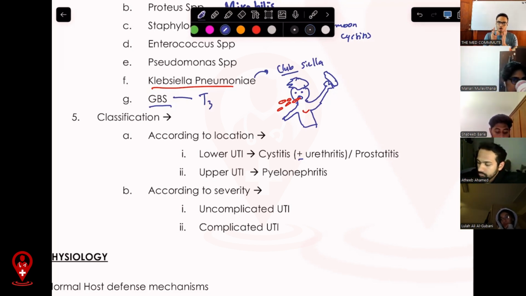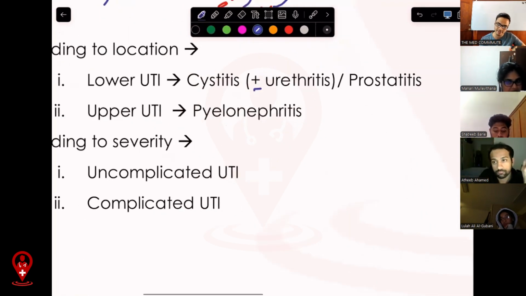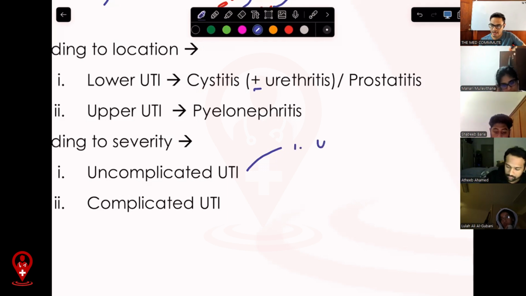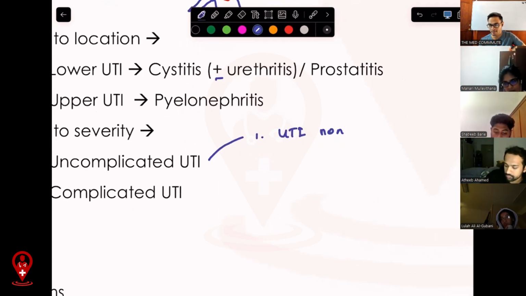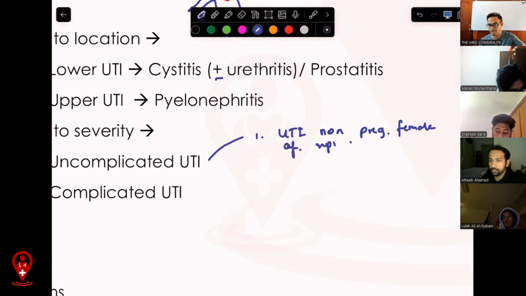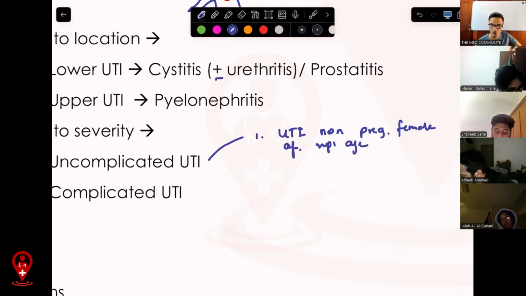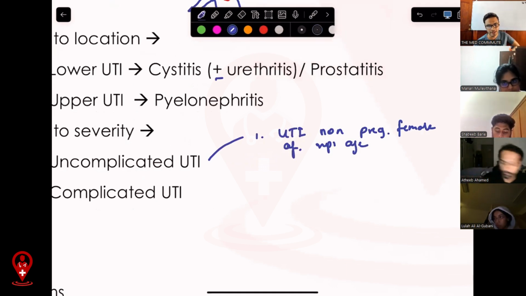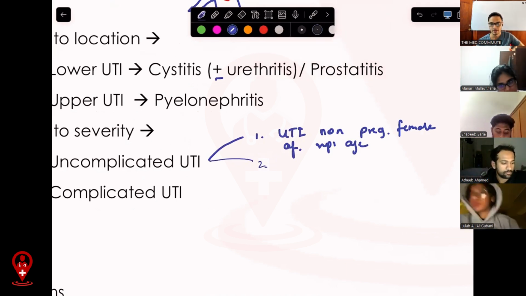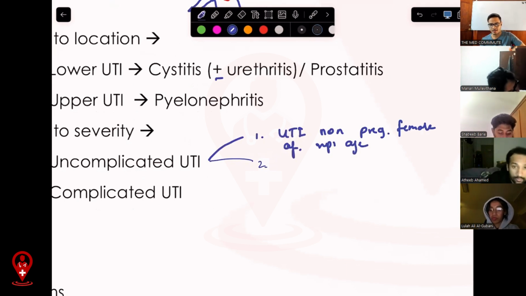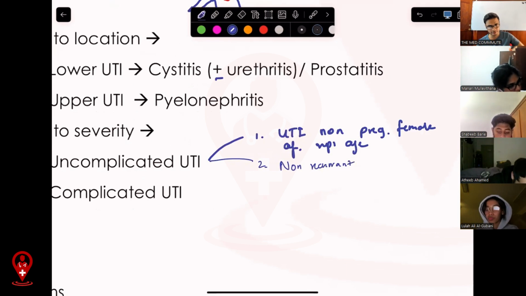What do I mean by that? Let's first talk about uncomplicated. Uncomplicated, guys, by definition, write this down. There are a few points to know about uncomplicated UTIs. What are these uncomplicated UTIs? One thing, UTI in a non-pregnant female of reproductive age, right? Okay. Then the next one, when it comes to uncomplicated UTIs, non-recurrent in nature. They are non-recurrent forms of UTI.